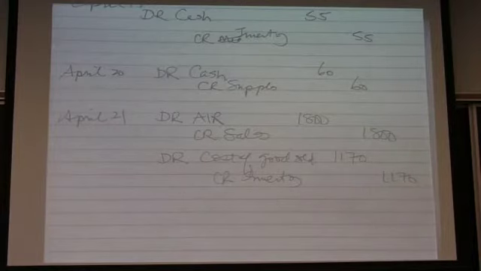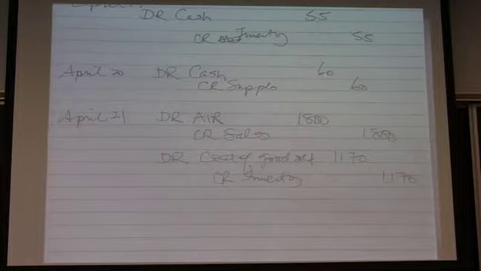But under the periodic inventory system, I did another video on that, the cost of goods sold is not recorded until the end of the accounting period when the inventory is counted. So the cost of goods sold is actually calculated based on all sales for that accounting period. And you'll see on those other videos how we do that.